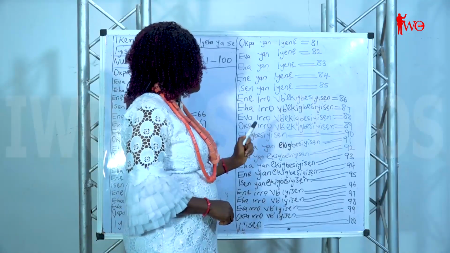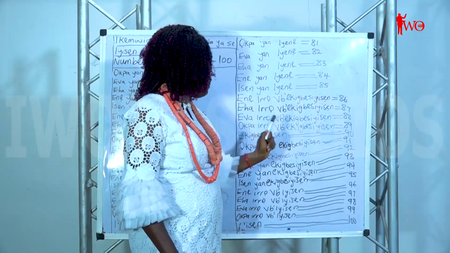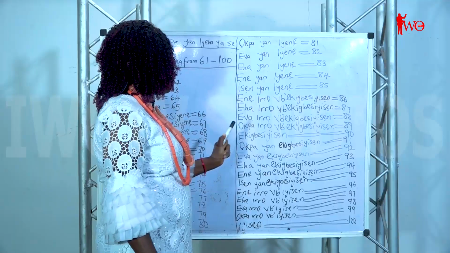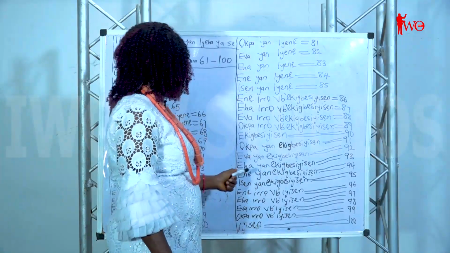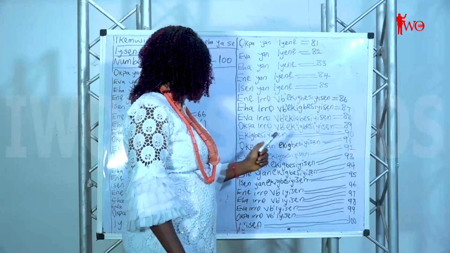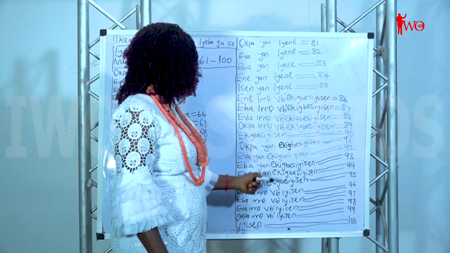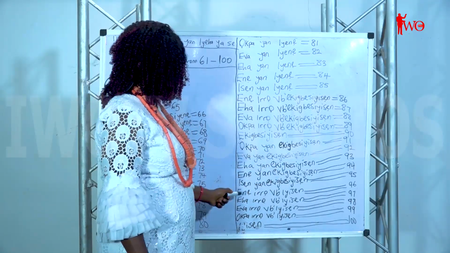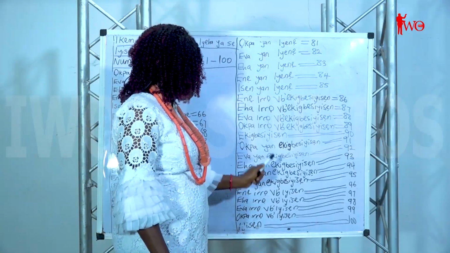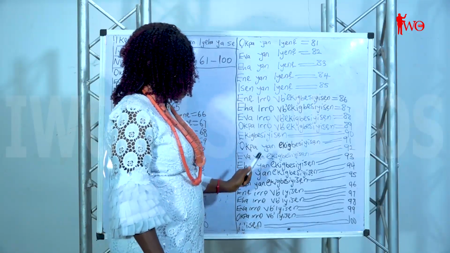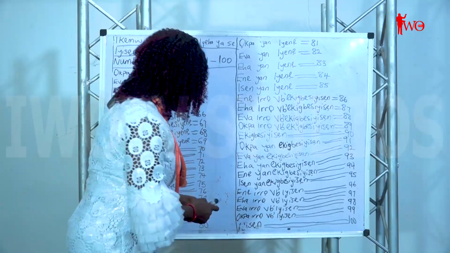Okpanya ekigbesi yisen, evanya ekigbesi yisen, ehanya ekigbesi yisen, enenya ekigbesi yisen, isenya ekigbesi yisen, eneiro yisen, ehairo yisen, evairo yisen, okpairo yisen, iyisen.